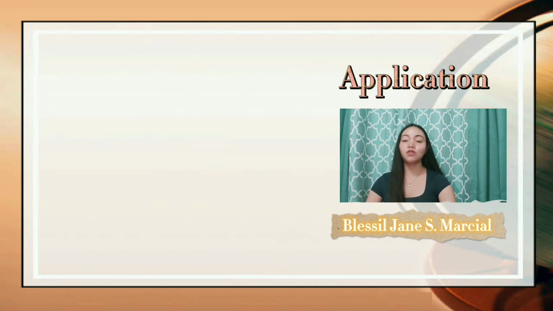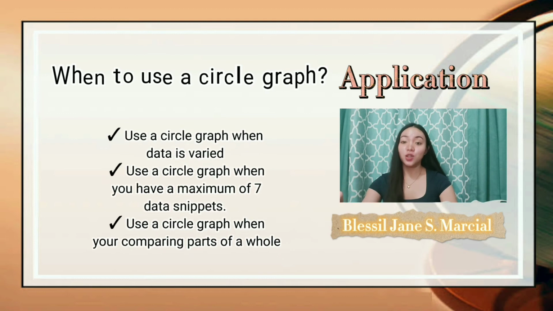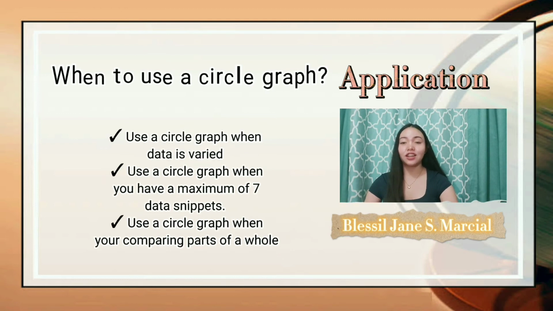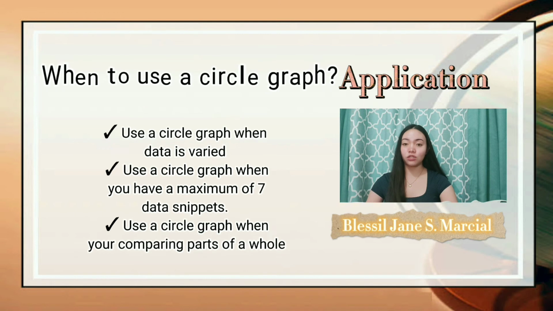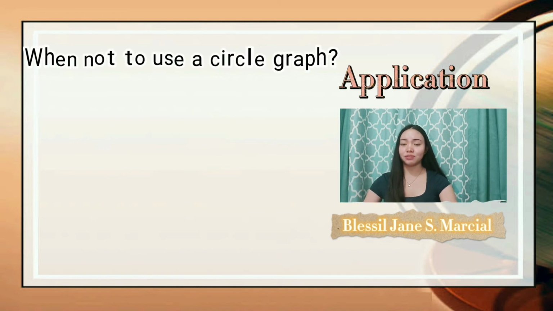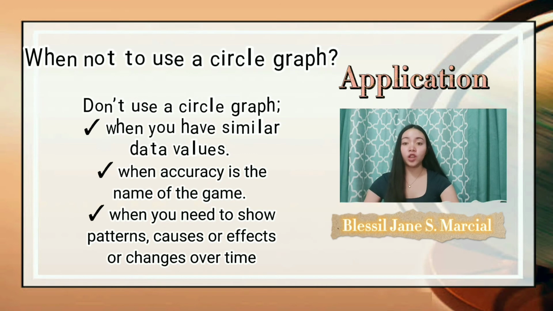A circle graph is only suitable for selected cases. You cannot use it for all types of data. When to use a circle graph? Use a circle graph when data is varied. Use a circle graph when you have a maximum of 7 data points. Use a circle graph when you're comparing parts of a whole. Where not to use a circle graph? Don't use a circle graph when you have similar data values. Don't use a circle graph when accuracy is the name of the game. Don't use a circle graph when you need to show patterns, cause and effect, or changes over time.